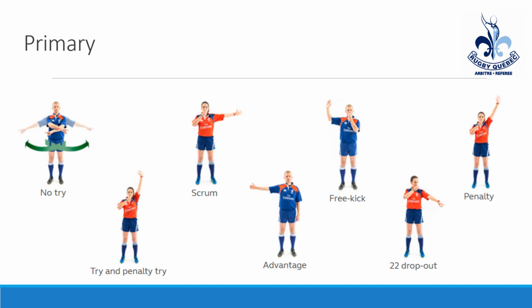In the primary signals, the most common ones we'll have are scrum, advantage, penalty, try and try. Occasionally you'll have no try signals in 22s, but not super often.